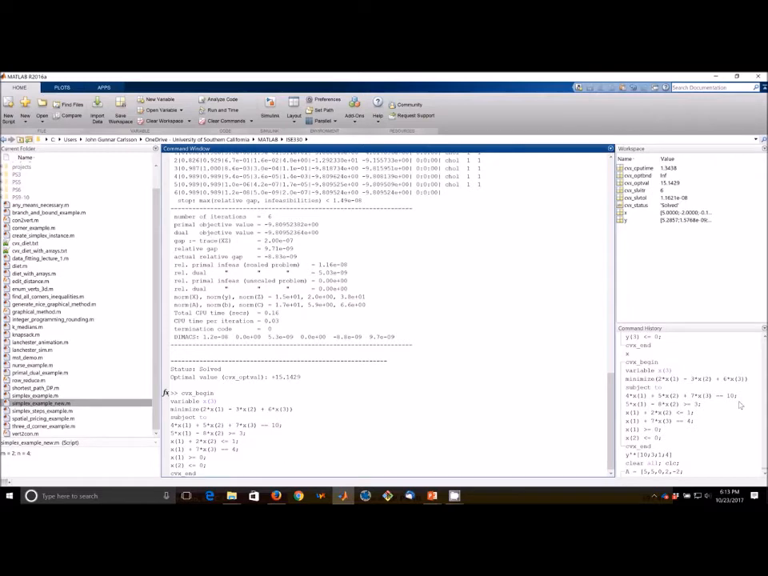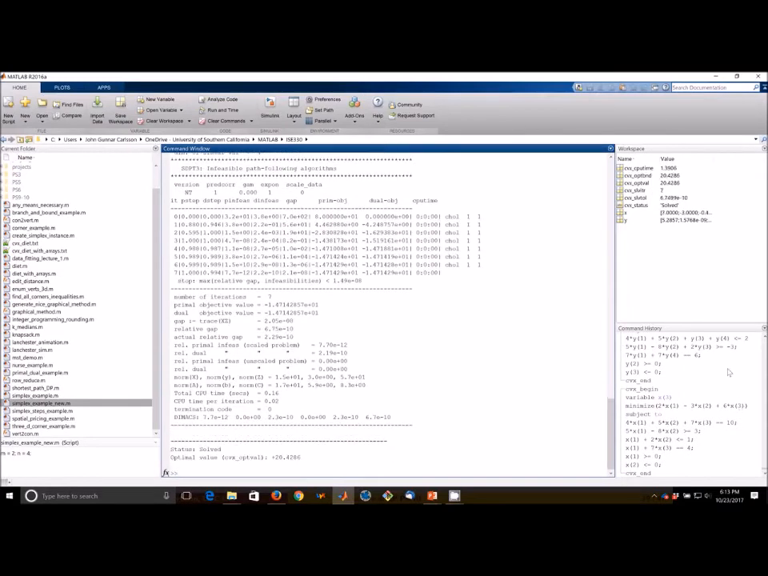It's 10, and so what happens? The new objective value is 20.4286. Okay, that's the new value. Now let's see if this is consistent with the dual problem.